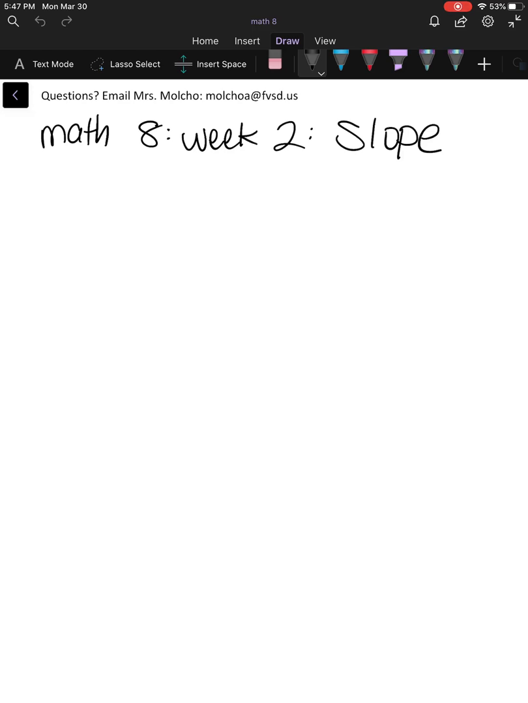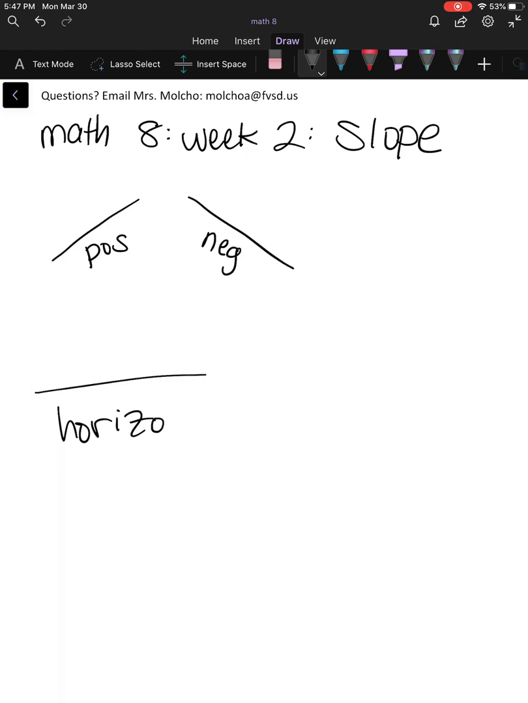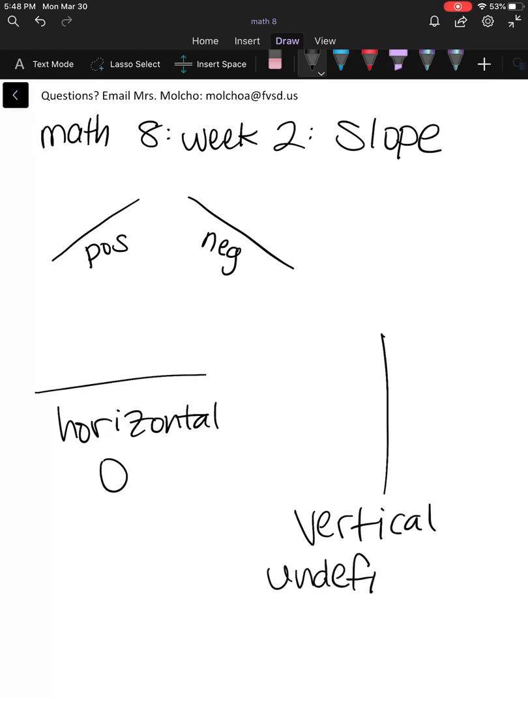So this is probably somewhat familiar to you, but I'm just going to review it a little bit. Slope is how steep a line is, and slopes that go up and to the right are positive. Slopes that go down and to the right are negative. Slopes that go side to side are horizontal lines, and their slopes are 0. Lines that go straight up and down are called vertical lines, and their slope is undefined.